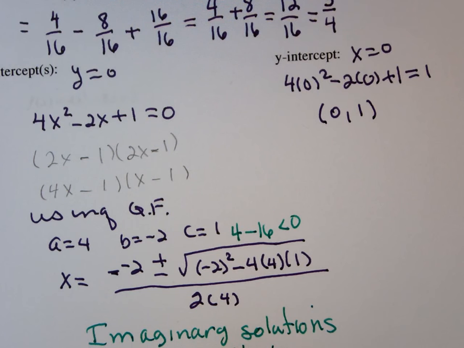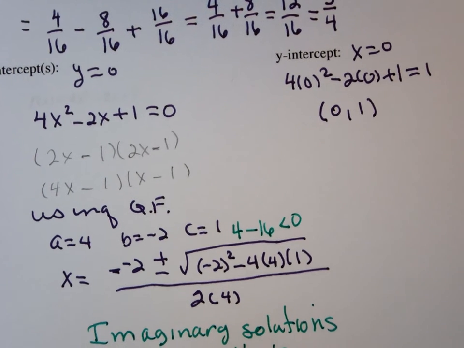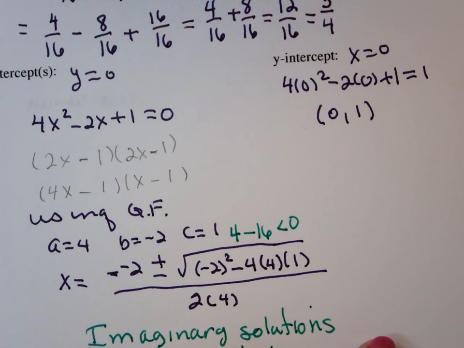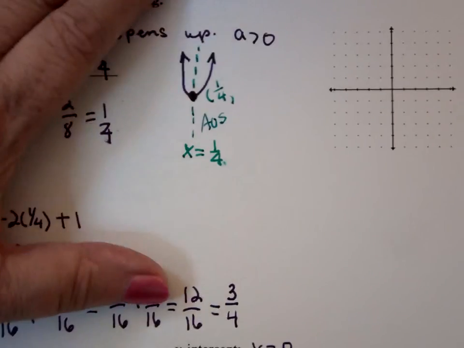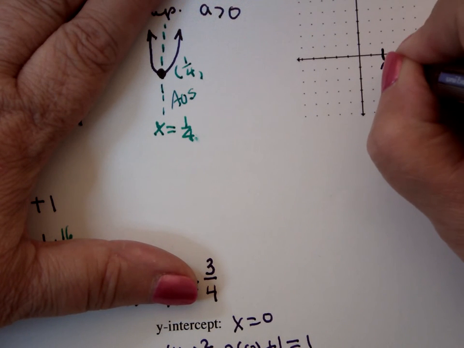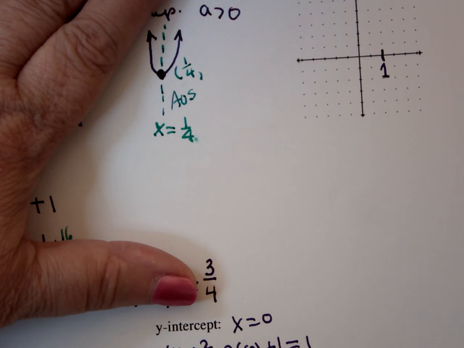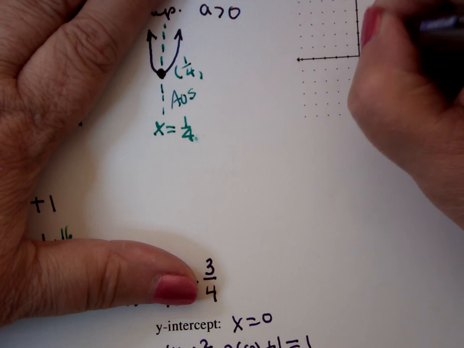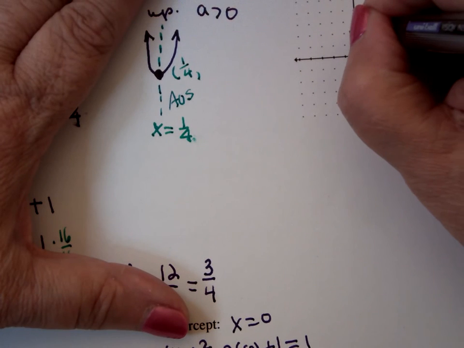I have 2 coordinate points. I have the vertex and I have (0, 1). So this is what I'm going to do. I'm going to scale my paper so that I'm going to make this 1, and let's see, yeah, let's make this also 1.